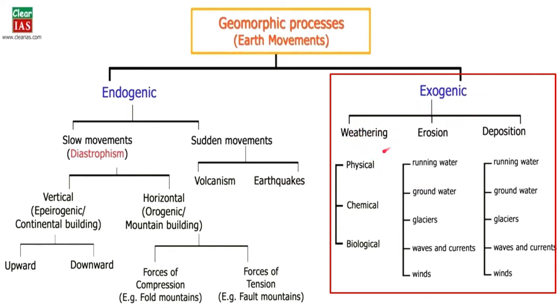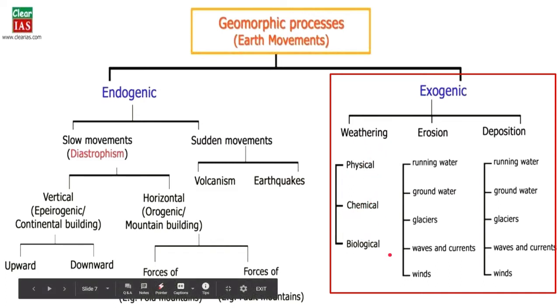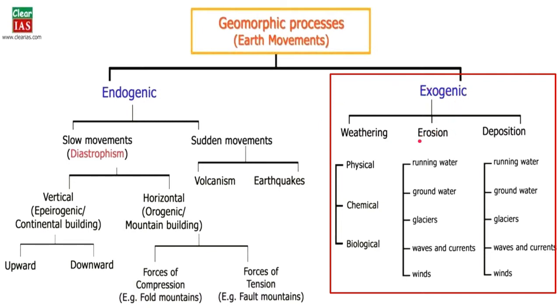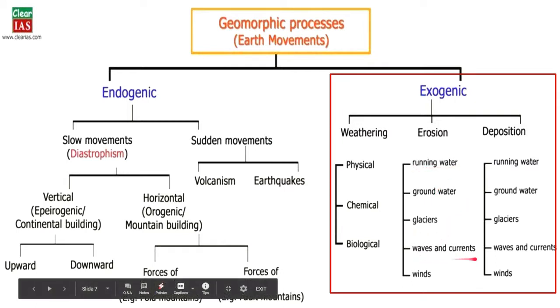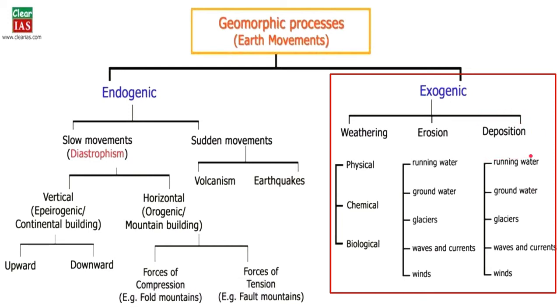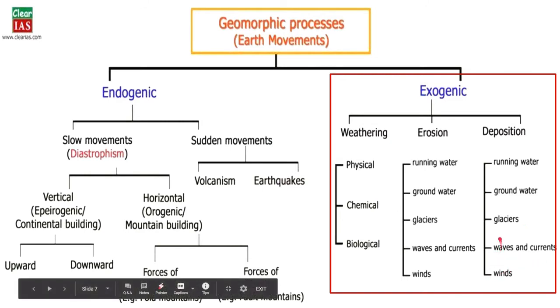Under weathering, these are the different types: physical weathering, chemical, and biological weathering. This refers to the breakdown of earth materials. Erosion, on the other hand, is the transport of those broken pieces, either through running water, groundwater, glaciers, waves and currents, and winds. And deposition is the settling down of those broken down and transported earth particles, still through running water, groundwater, glaciers, wave currents, and winds.